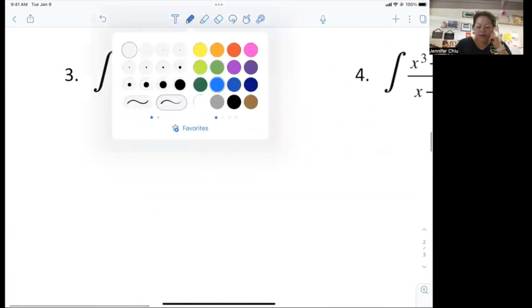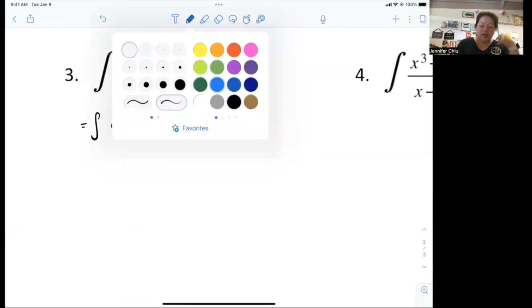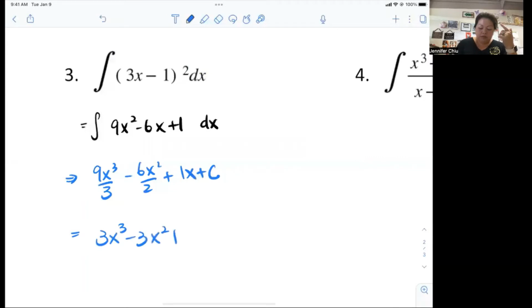What do I do in something like this? Well, when you have a product here, we don't have the tools yet. So the best way to tackle this is to actually multiply this whole thing out, expand it out. So you have the integral of 9x squared minus 6x plus 1 dx. And now I can take the antiderivative. So when I take the antiderivative, I get 9x cubed over 3 minus 6x squared over 2 plus 1x plus c. Right. Clean this up. 3x cubed minus 3x squared plus x plus c will be your final answer.